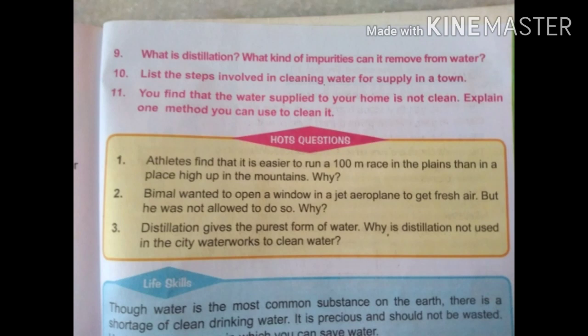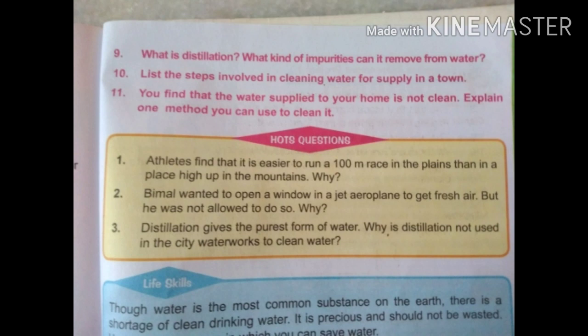So this is about the questions and answers, and let us see the HOTS questions. First question. An athlete found that it is easier to run a 100-meter race in the plains than in a place high up in the mountains. Why? In the mountains, the availability of oxygen is very less. When you are doing work, we require more energy, more oxygen. So due to unavailability of oxygen, due to less air, it feels very difficult to run up in the mountains, right?